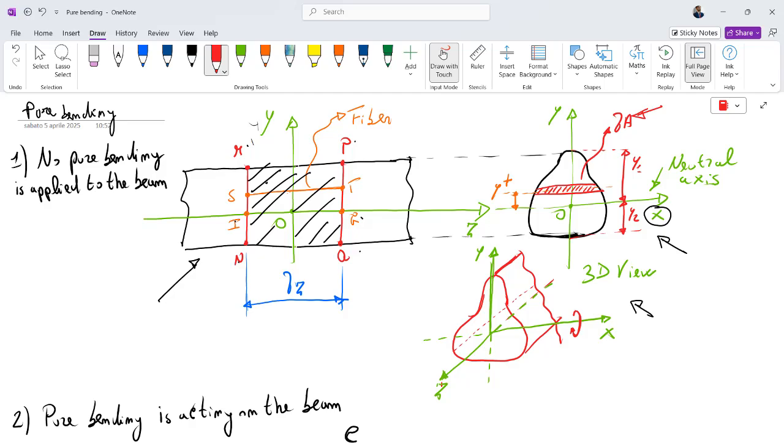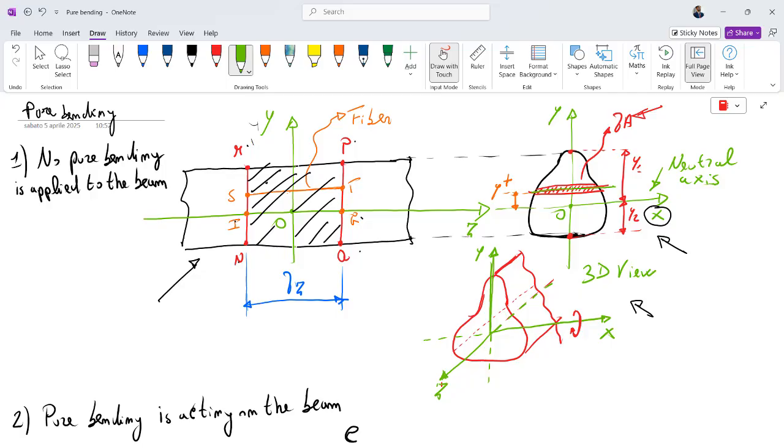We can also see two dimensions, y1 and y2. y1 is the distance of the upper part of the beam to the neutral axis. Instead, y2 is the distance of the bottom part of the beam to the neutral axis. This is a mean line. This is the distance. Y plus is the distance of the mean line of this strip area. Y plus because it's in the direction of positive y.